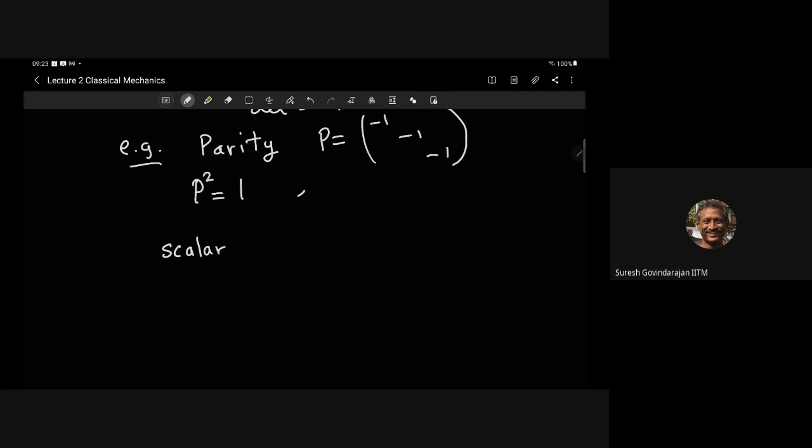So its eigenvalues. What are its eigenvalues? If a matrix squares to 1, what can you say about its eigenvalues? The diagonal elements. Yeah, but eigenvalues will be plus or minus 1. Any matrix satisfies its own characteristic equation. So this is the same. Let's say lambda squared equal to 1 implies lambda equal to plus or minus 1.